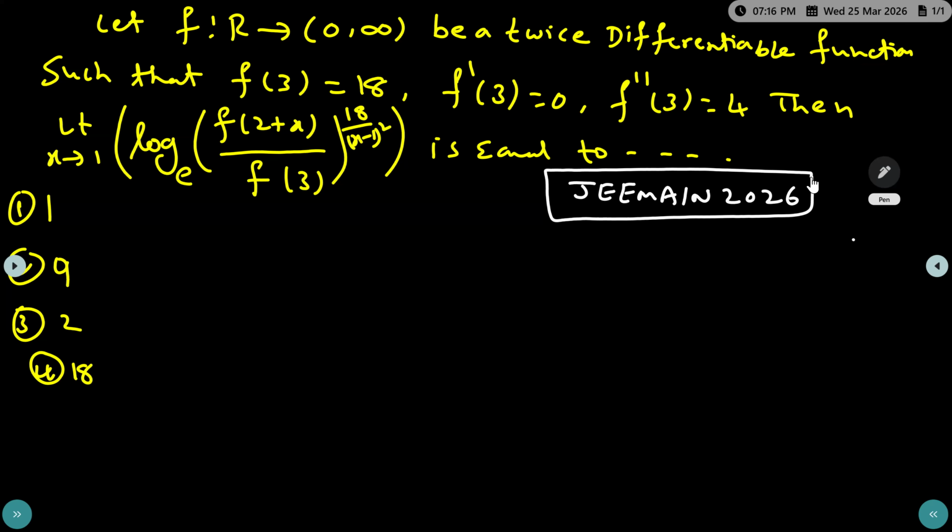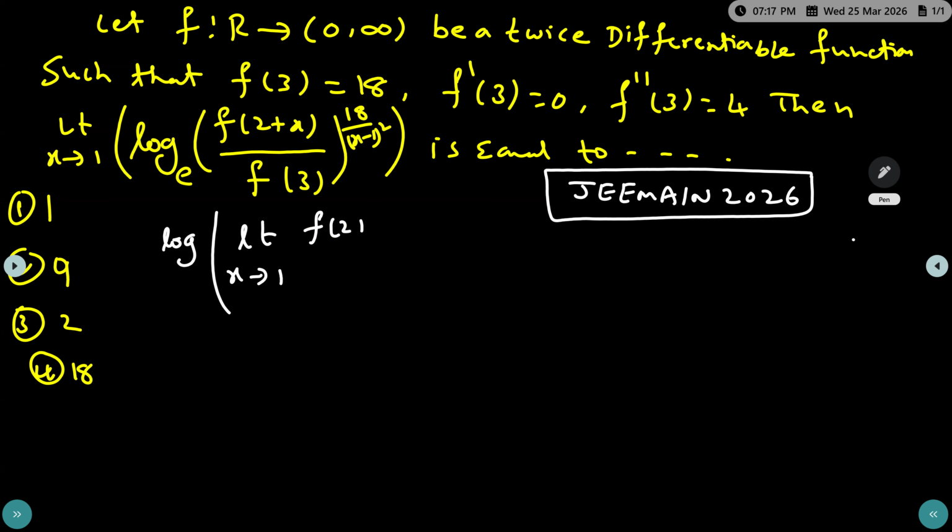So this is a limit question. First you put x = 1. If you get x = 1, what is this? f of 2 plus x by f of 3. Okay. f of 2 plus x by f of 3. So log is outside. Move the limit into the log function.